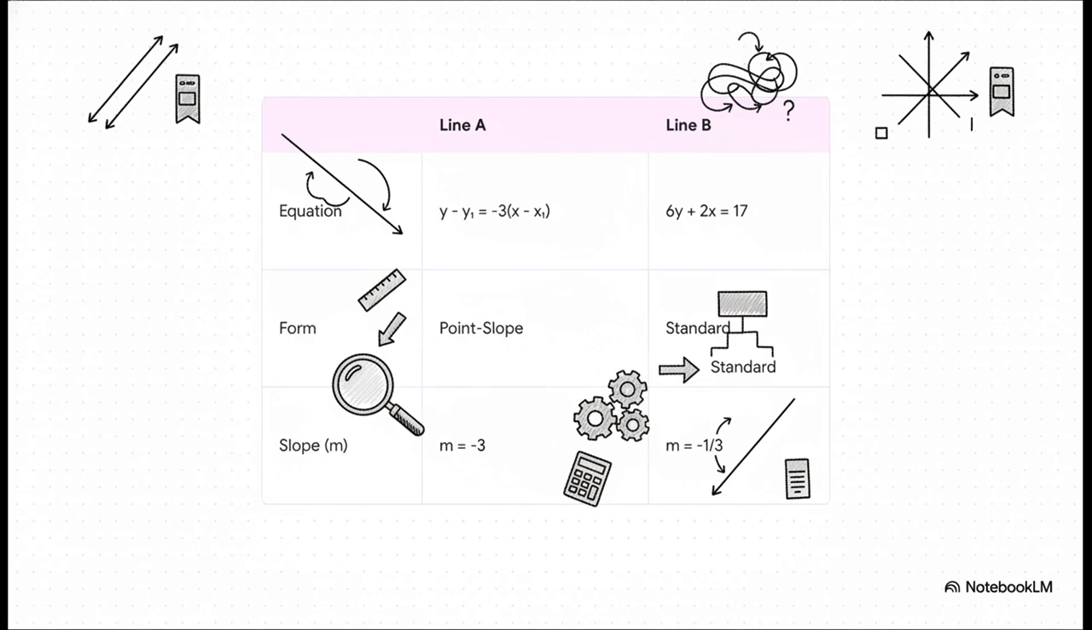Okay, let's check out this problem. We've got line A and line B. Line A is in point slope form, which is awesome, because it just hands us the slope right there. It's negative 3. Line B, though, it's not so friendly. We've got to do a little bit of work. We need to rearrange that equation to get y by itself so we can see the slope. After we do that, we find out the slope for line B is negative 1/3.